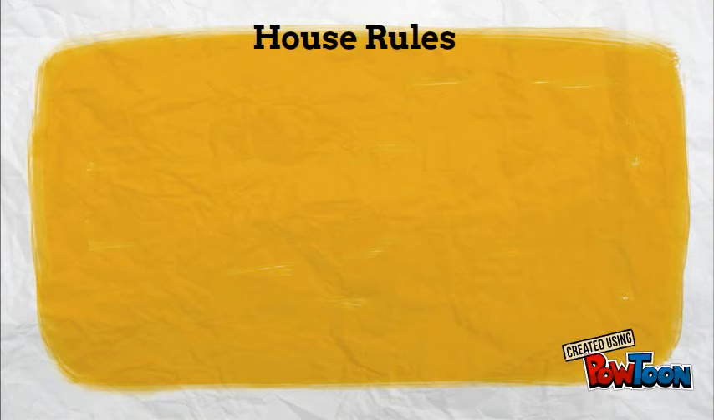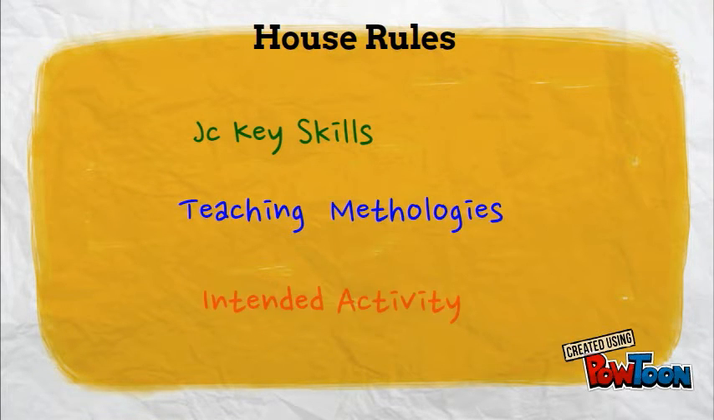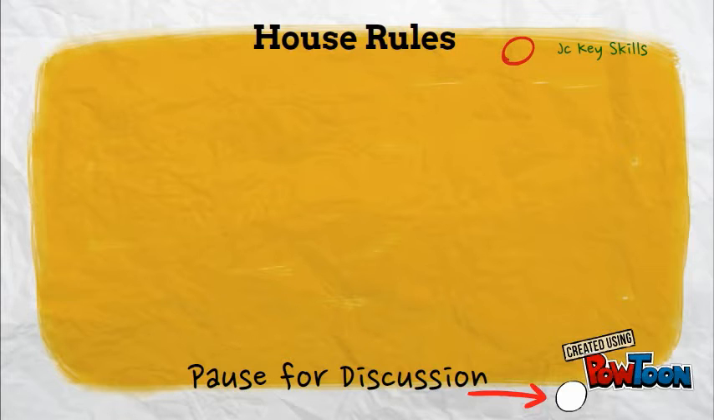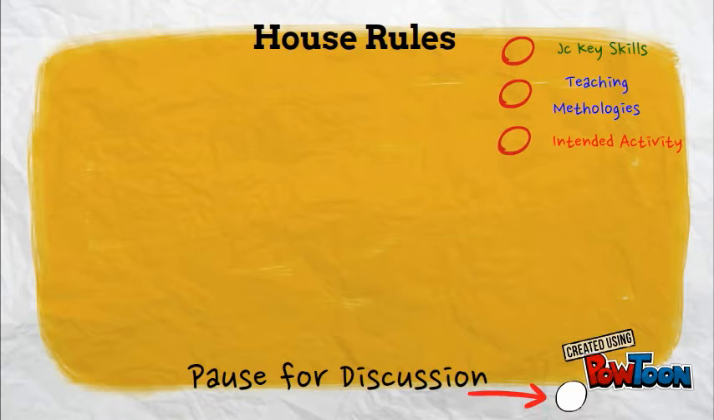House rules, folks. Each of the slides will address key skills, teaching methodologies, and activities. When the white circle appears in the bottom corner, it's time for a class discussion. Key skills, teaching methodologies, and activities are color-coded and located in the right-hand corner of the screen.